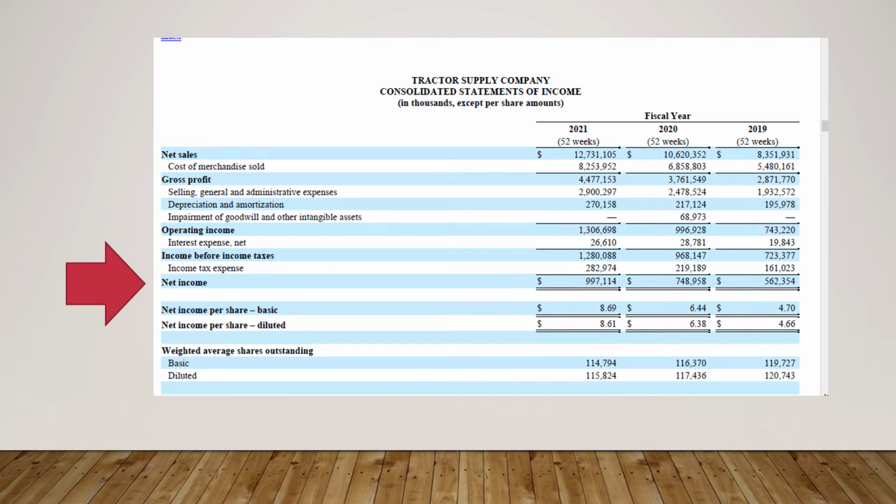Now here is a sample. Actually, it's from the 2021 annual report for Tractor Supply Company. And if you'll notice here, we have the top line is net sales, and we subtract out the various line items there, and right where the red arrow is the net income. So we take our total sales and revenue, and in this case they refer to it as net sales, minus any expenses, and those are all the expenses listed there. So we're going to get that net income line item.